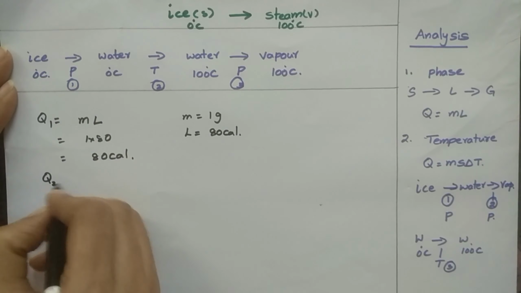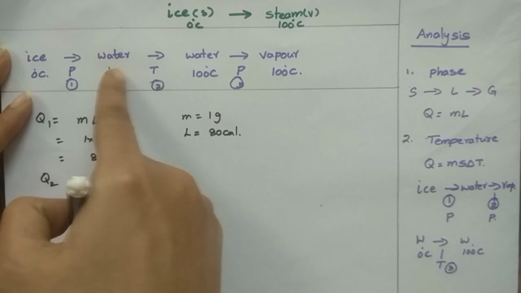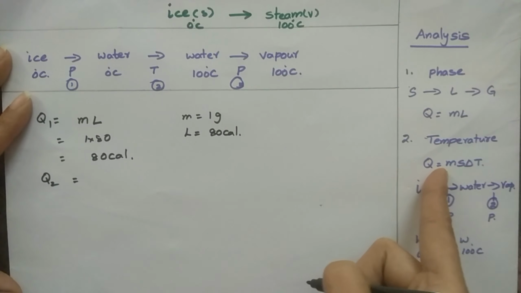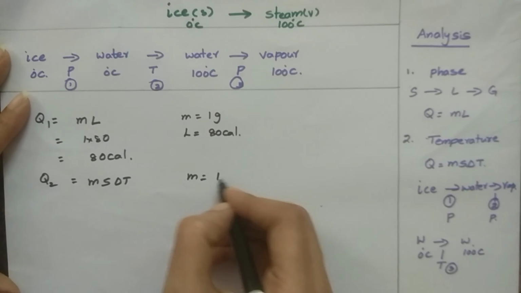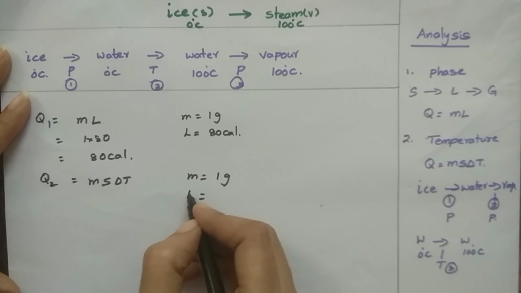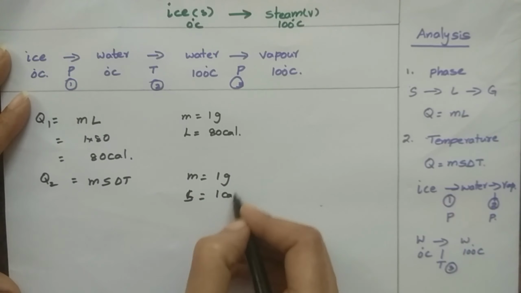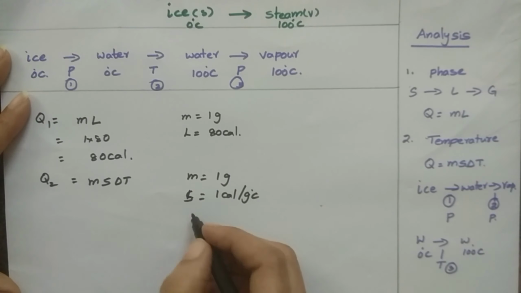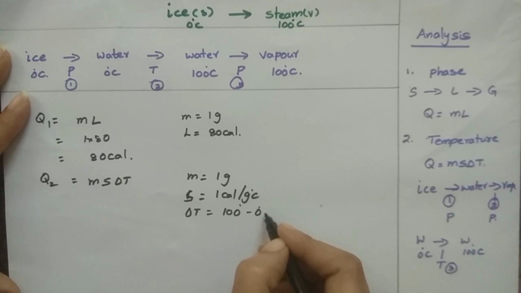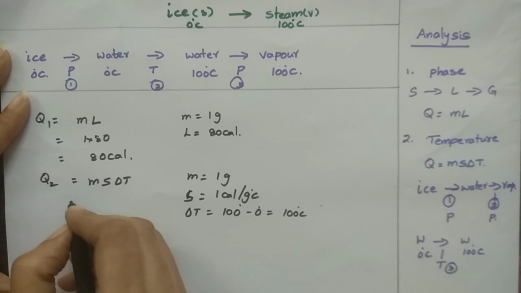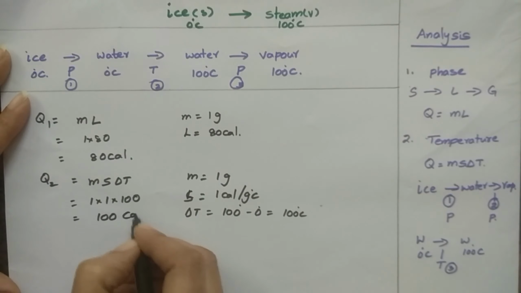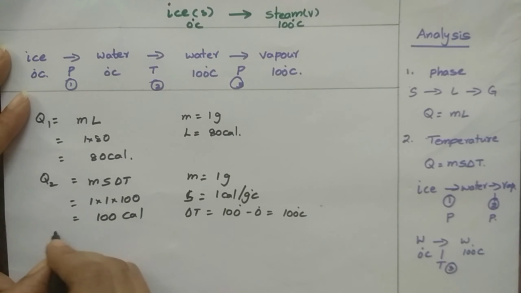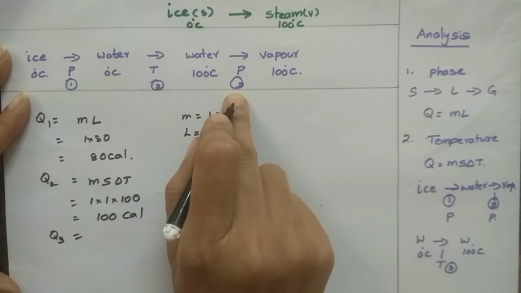Now getting into the second change, Q2. It is a temperature change. We use the formula mSΔT, where m is 1 gram, S is the specific heat of water, that is equal to 1 calorie per gram degree centigrade, and ΔT, the change in temperature, is 100 minus 0, equal to 100 degrees. And 1 into 100 is 100 calories. And Q3. Again, this one is a phase change.